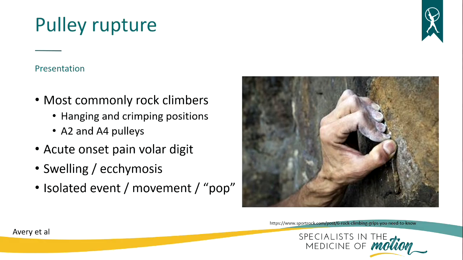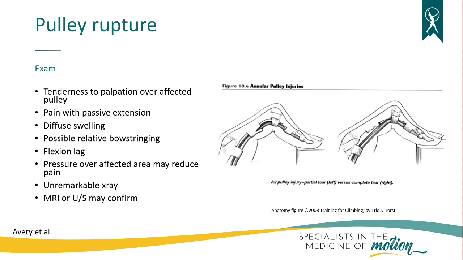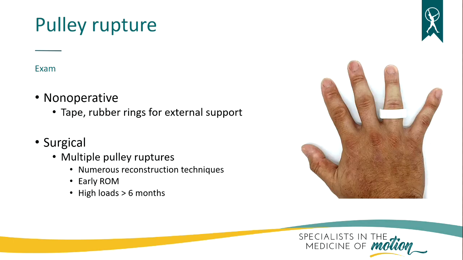In this community, we see a lot of pulley ruptures, although I will tell you that the climbing community often self-treats these. They're accustomed to them, they know what to do. And it's typically the A2 pulley, sometimes the A4, and they'll have acute onset volar pain. They'll feel a pop, some swelling, and have trouble actually flexing. They may have a little bit of a lag or some bowstringing. The majority of these we can treat non-operatively. And most of the climbers never make it into our door because they know to put on a ring splint or small little tape strips to act as an extrinsic pulley until they heal.